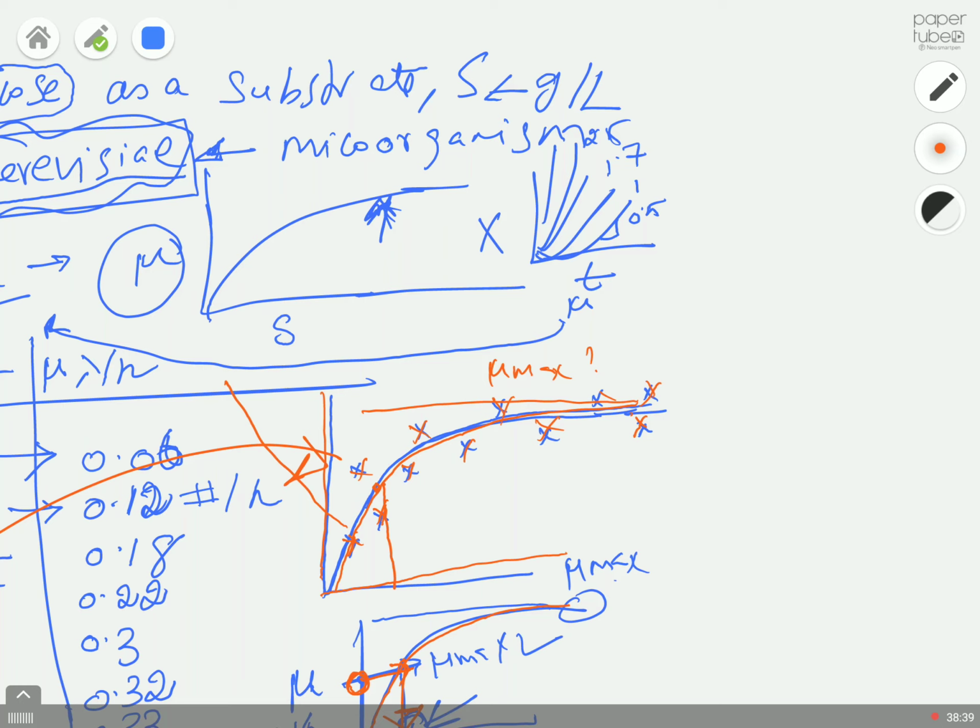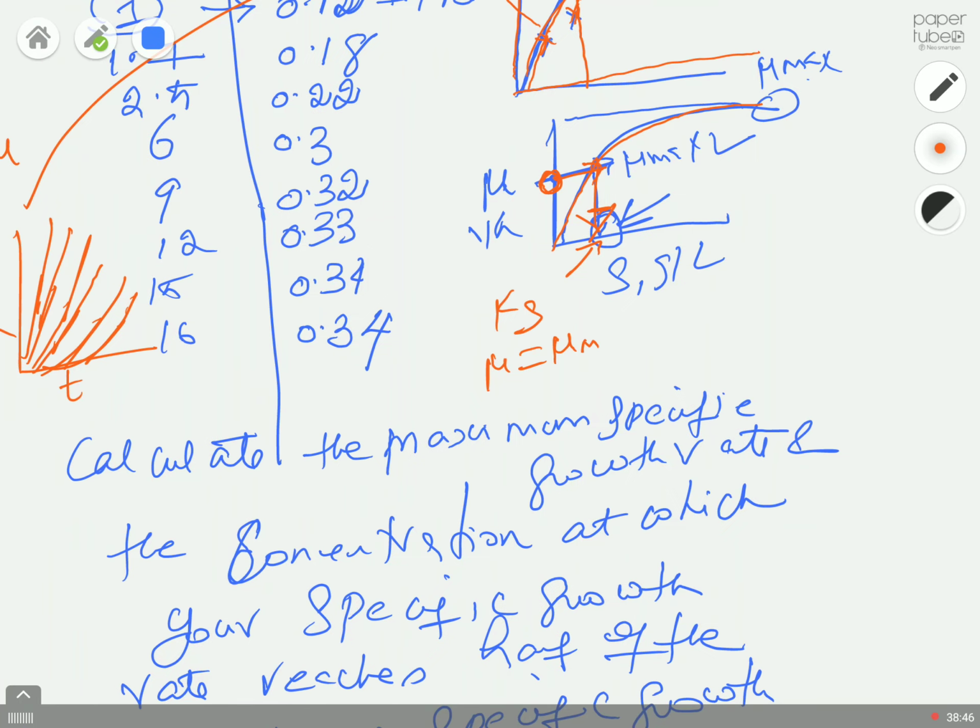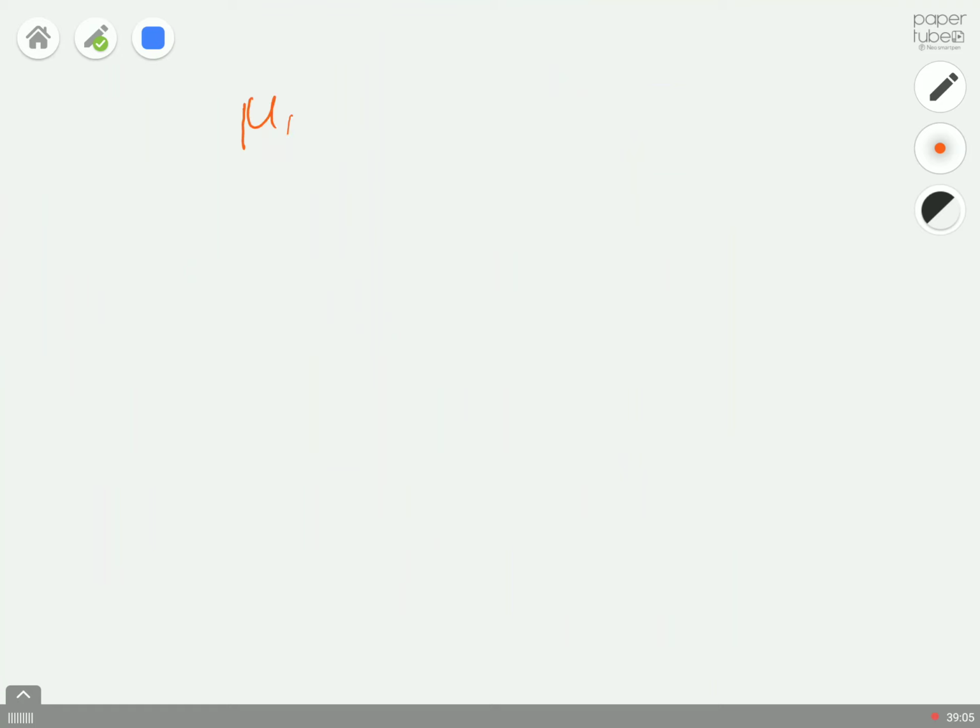That's why we need this type of equation. I hope you can all follow this one. It's not really tough. In the problem, all I ask you to calculate is your maximum specific growth rate and your Ks value. So how do we calculate these parameters?